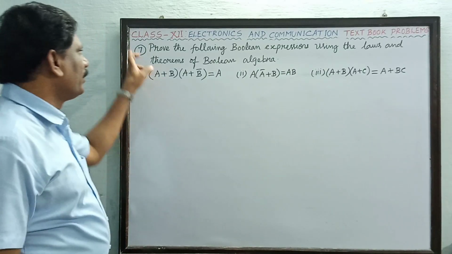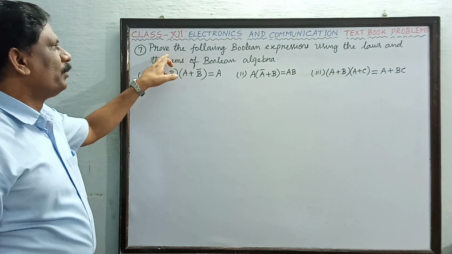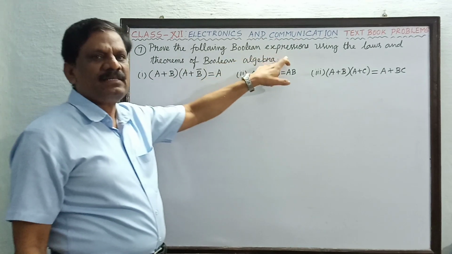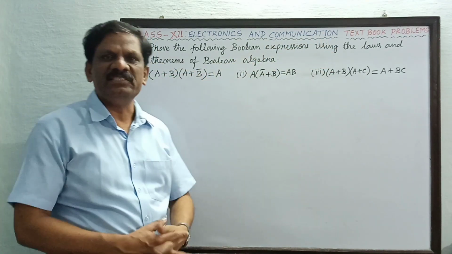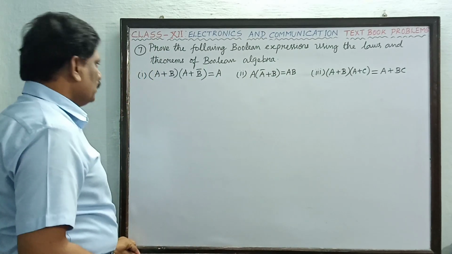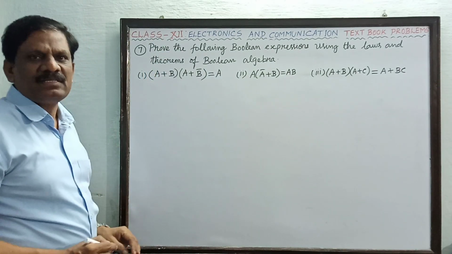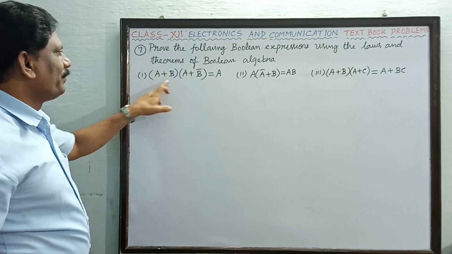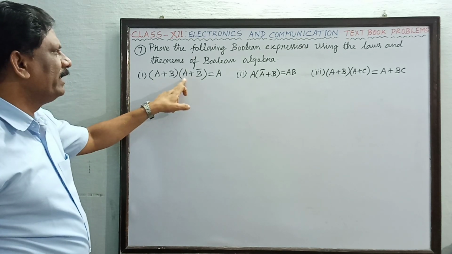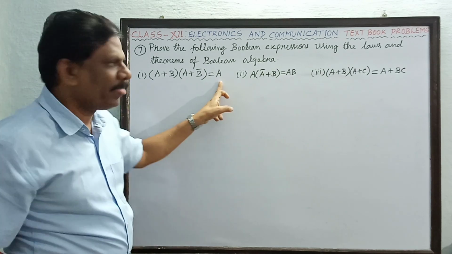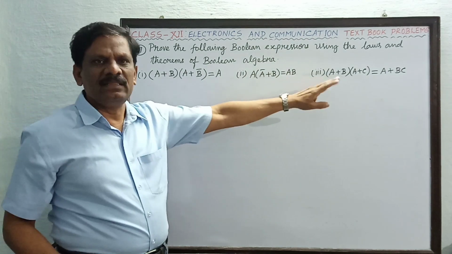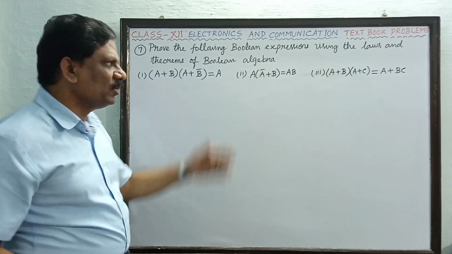Hi students, problem number 7. Prove the following Boolean expressions using the laws and theorems of Boolean algebra. The first subdivision is we have to prove that (a plus b) multiplied with (a plus b complement) is equal to a. Similarly, the second and the third subsequently we will go.